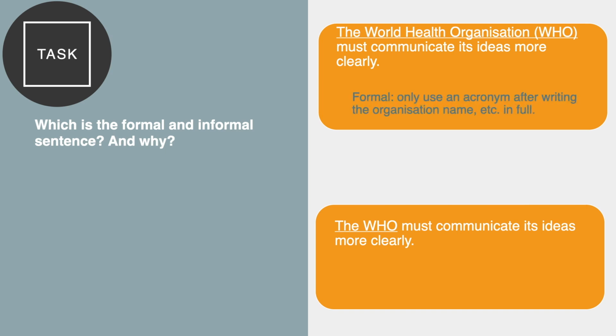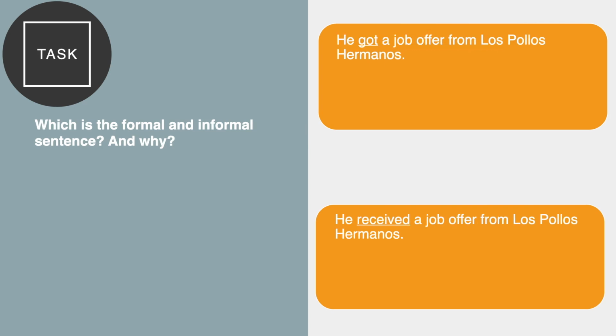So, the first sentence is formal. This is because you always write out the organization name in full, and then put the acronym in brackets after it. From that point on, you can just use the acronym. In this case, WHO. Next, which is the formal and informal sentence, and why? Pause the video and press play when you're ready to continue.